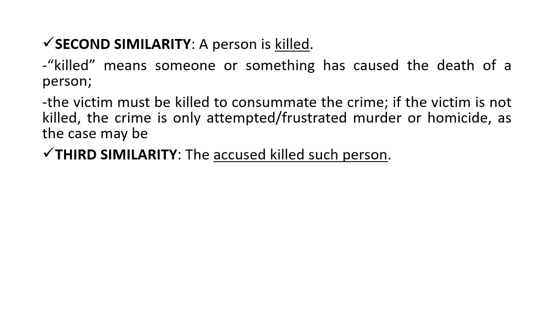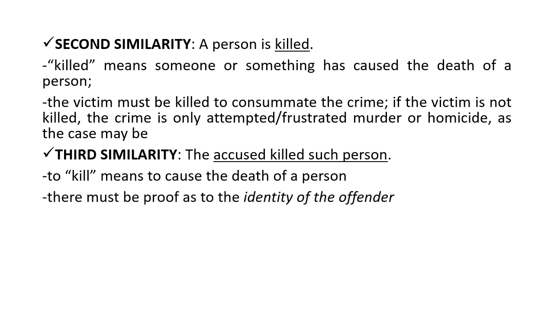Third similarity for both murder and homicide is that the accused killed such person. To kill means to cause the death of a person. Take note that there must be proof as to the identity of the offender, because if the witnesses for the prosecution are not able to prove the identity of the killer or the perpetrator, then there will be no conviction for murder or homicide, as the case may be, because the accused is not identified.